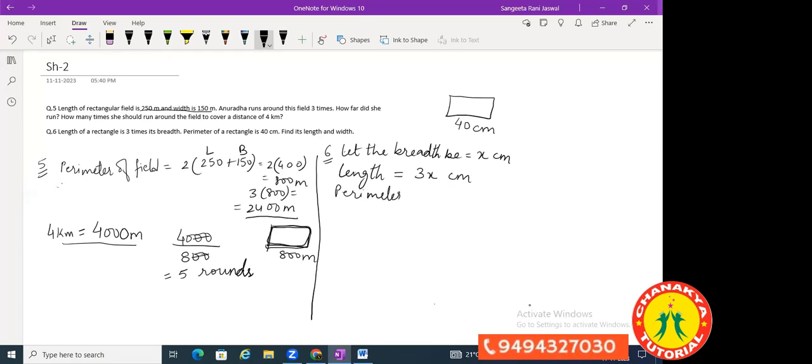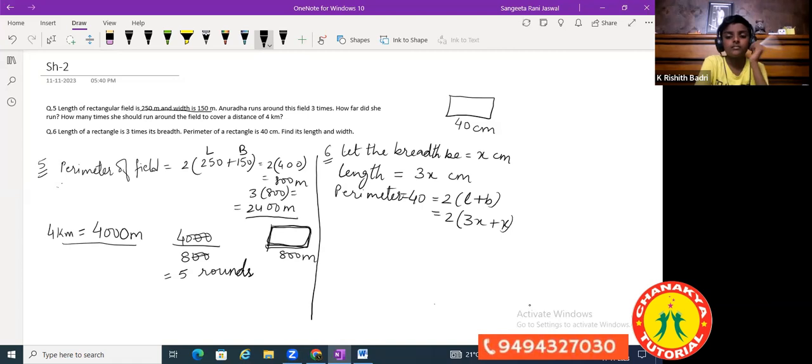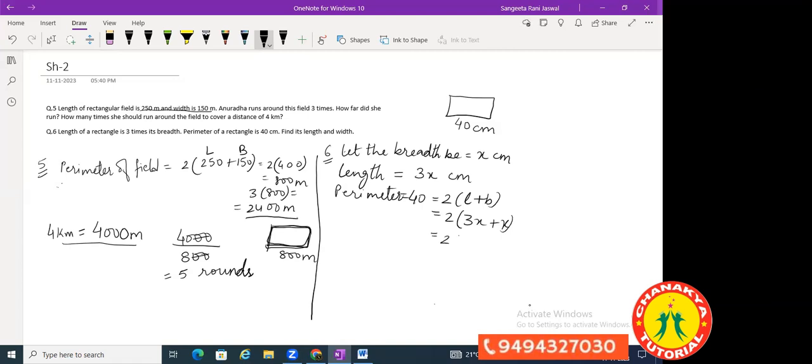Perimeter is 40, which is equal to 2 into (length plus breadth). So 2 into length is 3x plus x, and 3x plus x is 4x. So 4x into 2 is 8x. Perimeter is already given to us, which is 40.